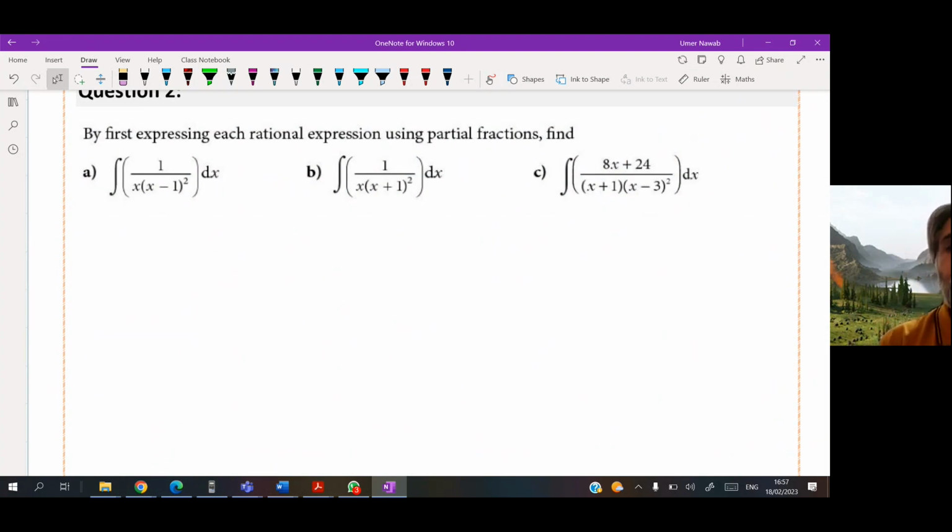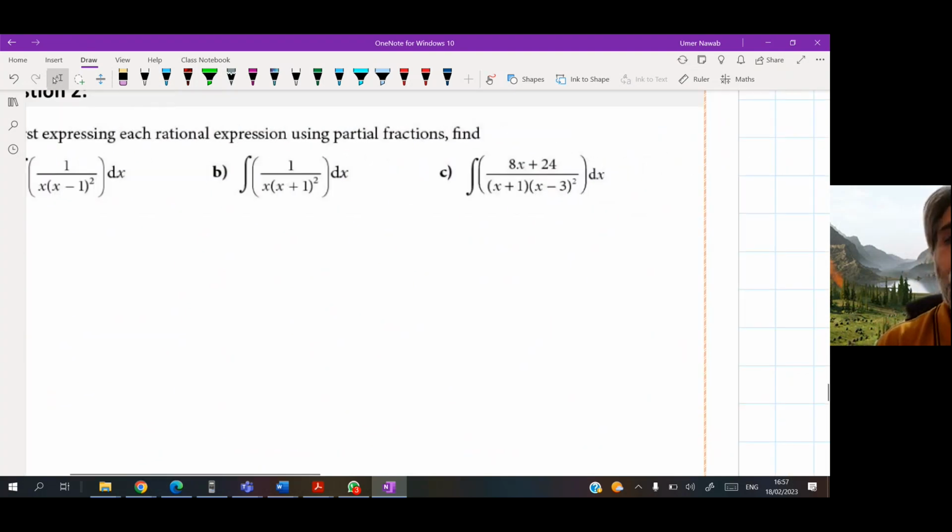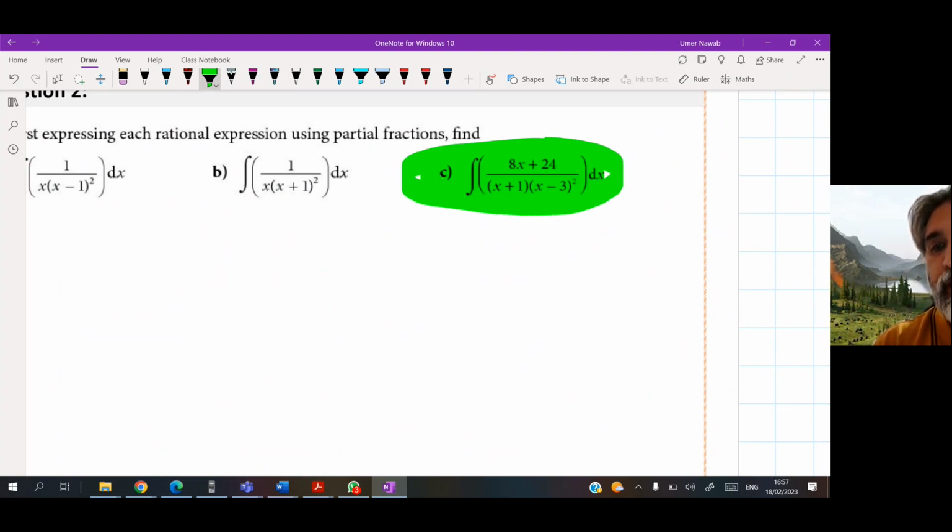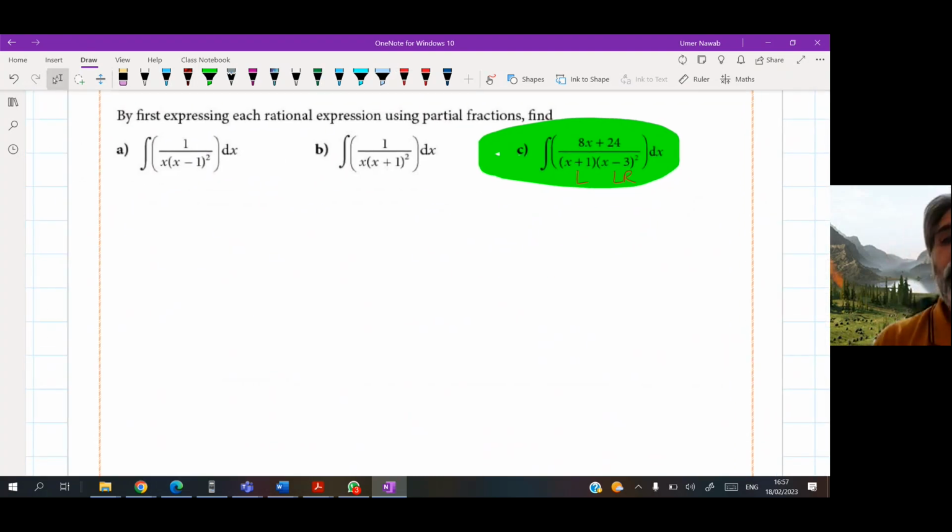We have linear and linear repeated. I'm going to solve the C part. Can you check, guys? I have a linear and a linear repeated. And x minus 3 is multiplying how many times? 2 times. So we need to know the partial fraction of these types of functions.